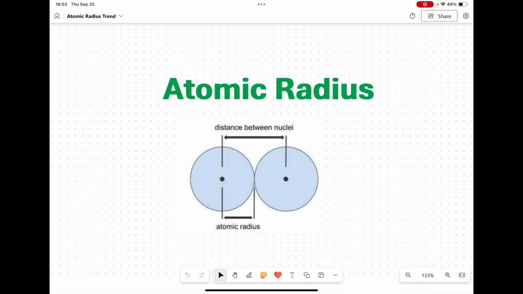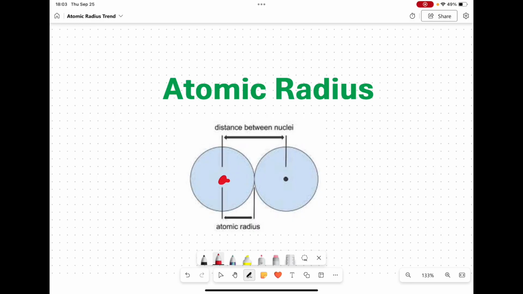In this video, we're going to be looking at atomic radius, what it is, what's the trend, and how valence electrons and energy levels affect the atomic radius size. So atomic radius is half the distance between two identical atoms and their nuclei that are bonded together.